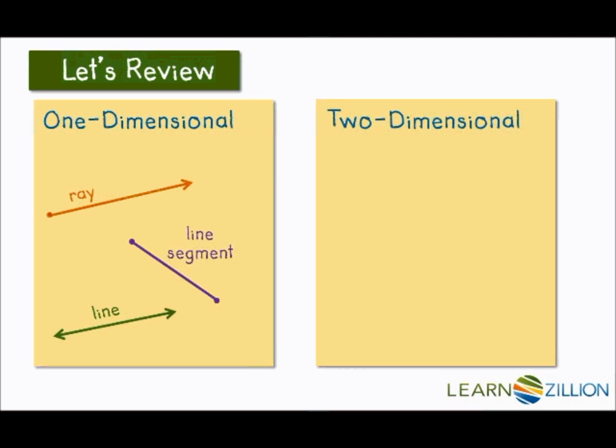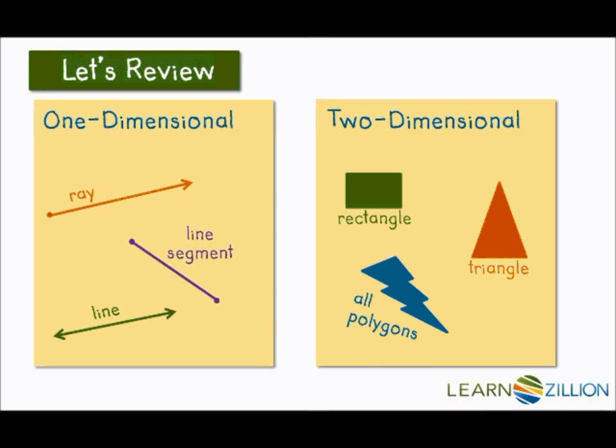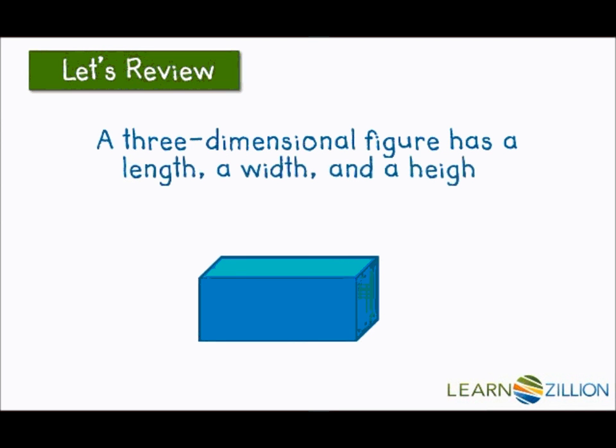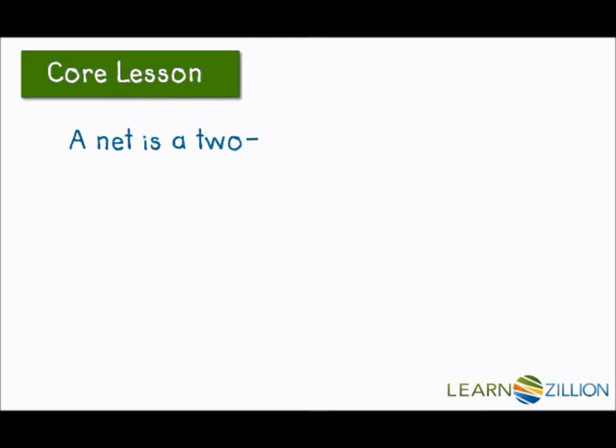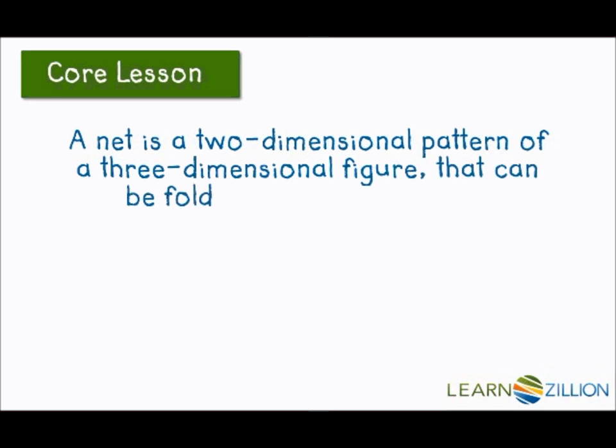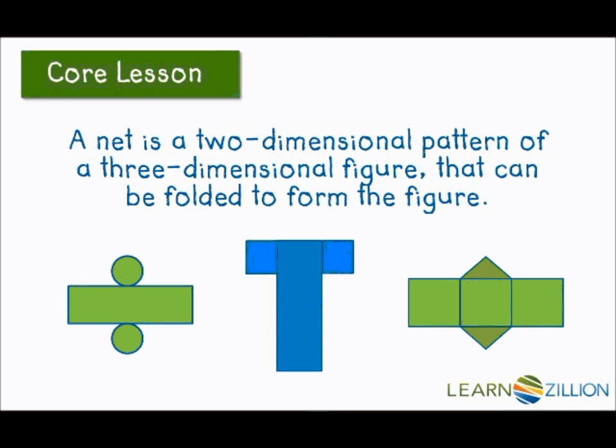Two-dimensional figures have both length and width. A rectangle, for example, has a length and a width. So does a triangle, and actually all polygons are two-dimensional, or sometimes we might say 2D. You probably could guess then that a three-dimensional figure has three dimensions, a length, a width, and a height. Okay, we're going to jump into the core lesson, and we're first going to define what a net is. And a net is a two-dimensional pattern of a three-dimensional figure that can be folded to form that figure.